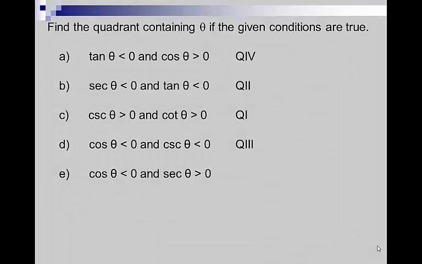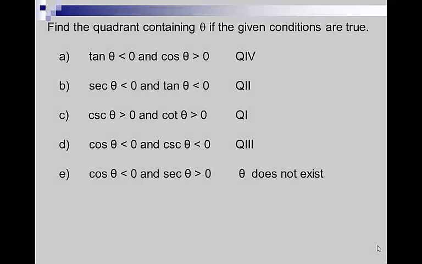And my last one here, E, says the cosine is less than 0. Well, cosine less than 0, that happens in quadrants 2 and 3. And secant is greater than 0. Well, secant is the reciprocal of cosine. That happens in quadrants 1 and 4. And so this doesn't work. There is no theta that can be in quadrants 2 and 3 or quadrants 1 and 4. So this theta does not exist.